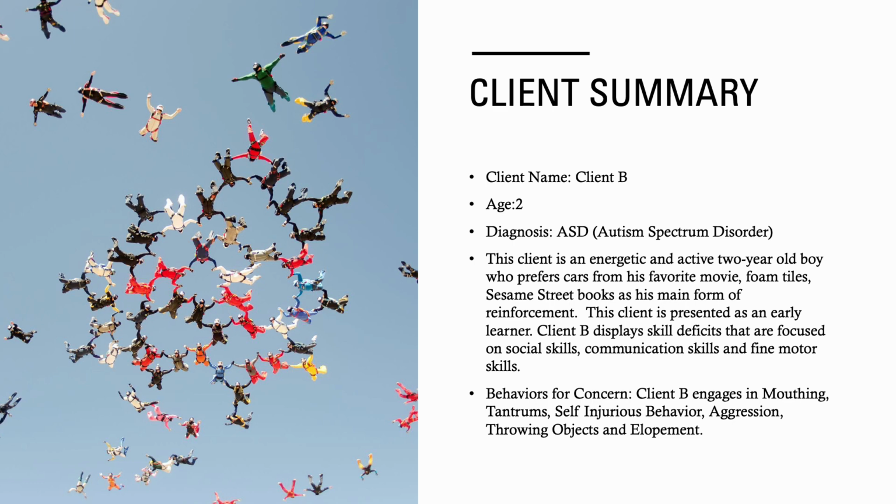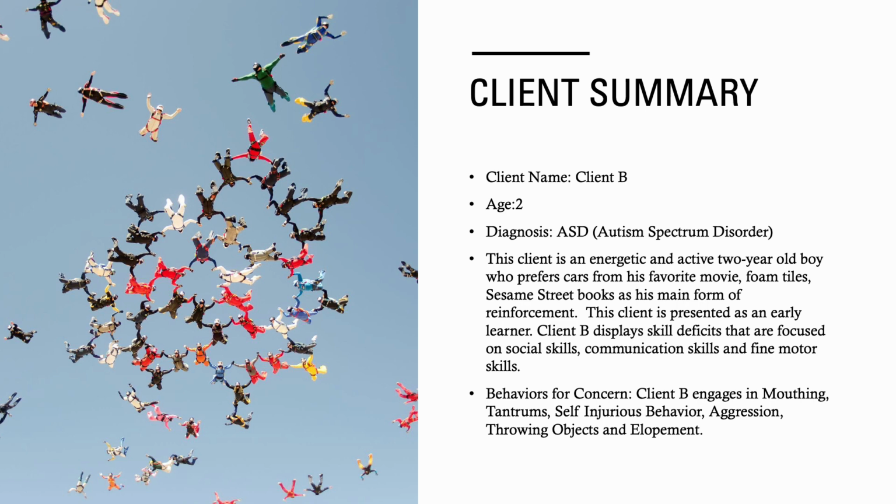As we go over the summary of the client, we will be referring to this client as Client B. They are 2 years of age and diagnosed with autism spectrum disorder. This client is an energetic and active 2-year-old boy who prefers cars from his favorite movie, foam tiles, and Sesame Street books as his main forms of reinforcement.